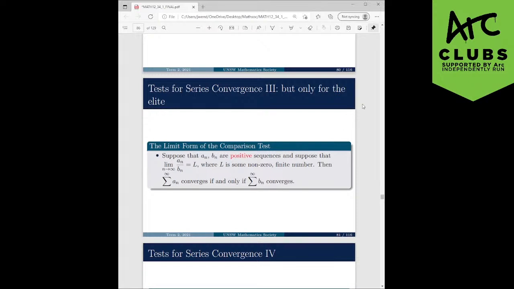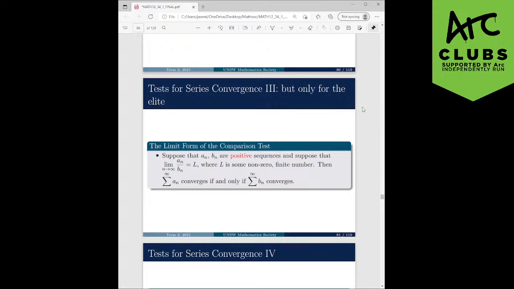Test for series convergence number 3, but only for the elite of 1241, unfortunately. Not unfortunately. Well, yes, unfortunately. But yes, 1231. Observe this anyway. It's pretty cool. But you don't need to worry about it.